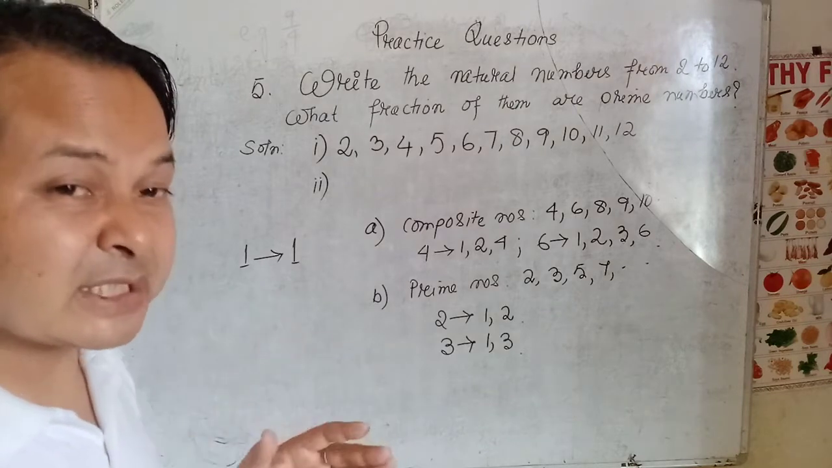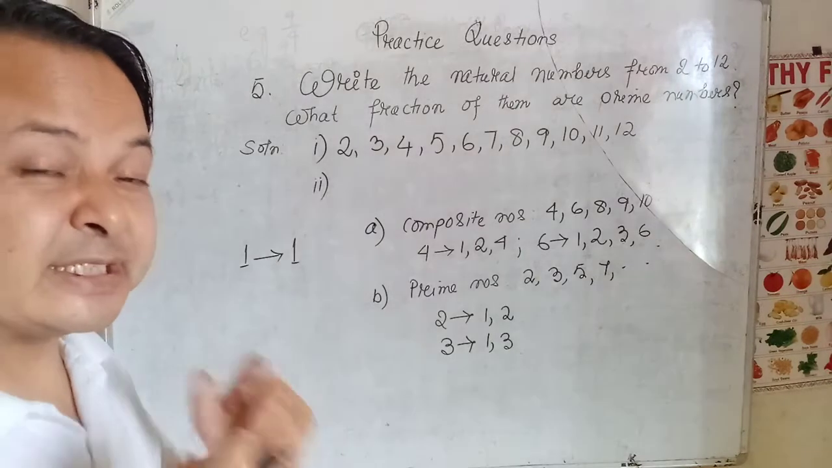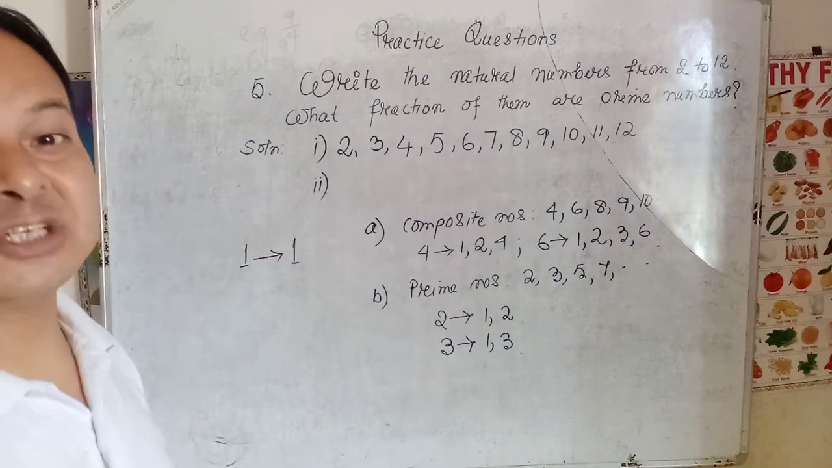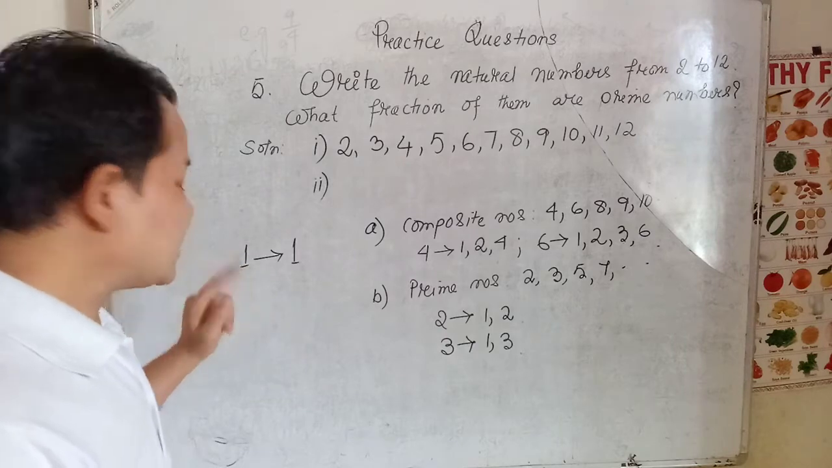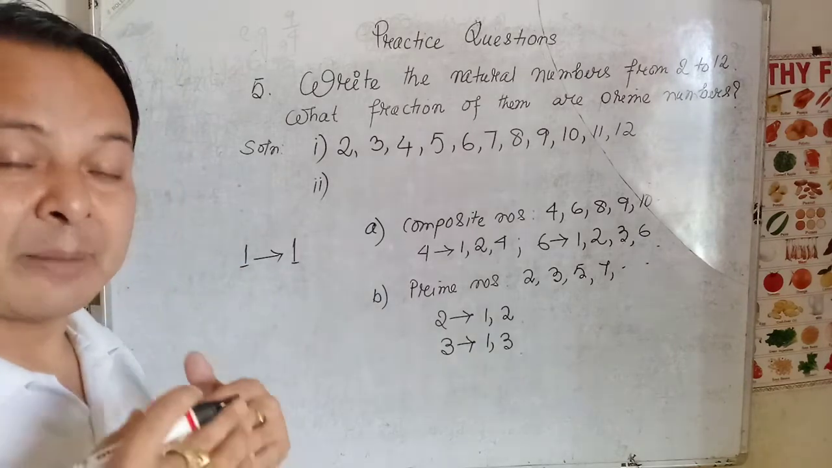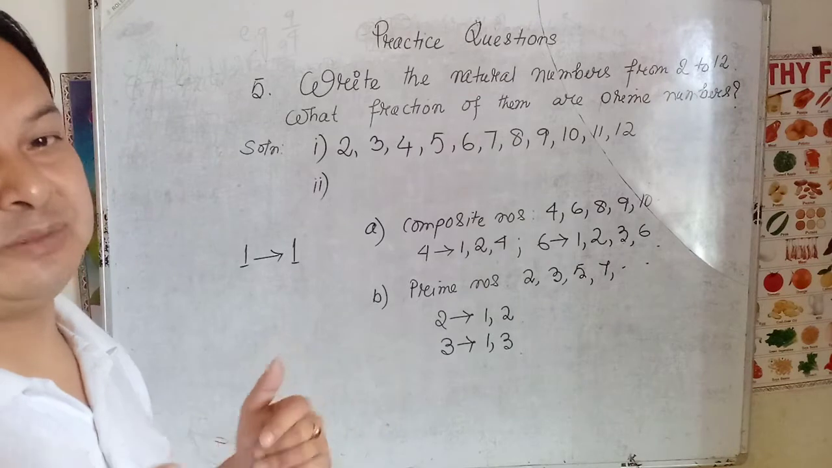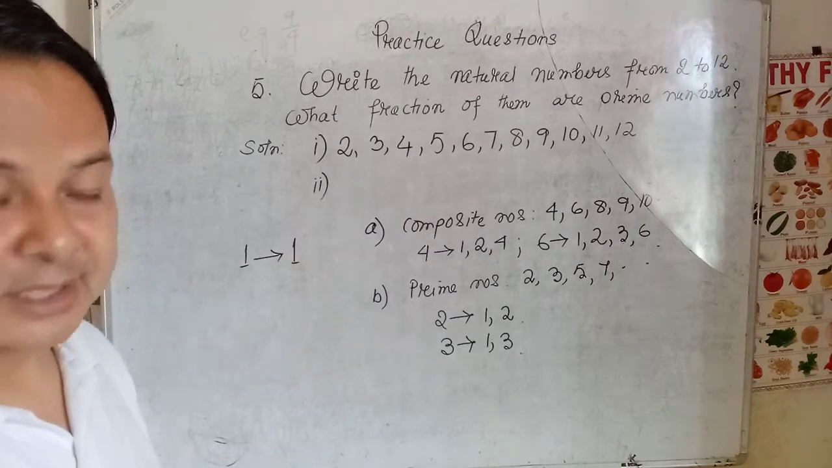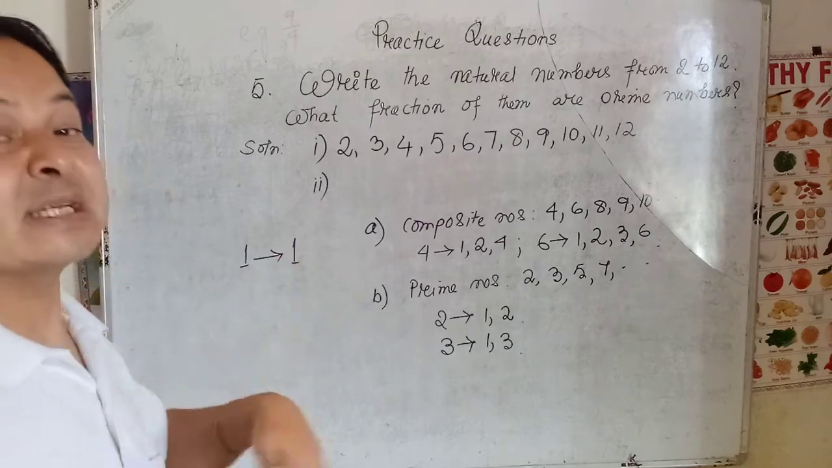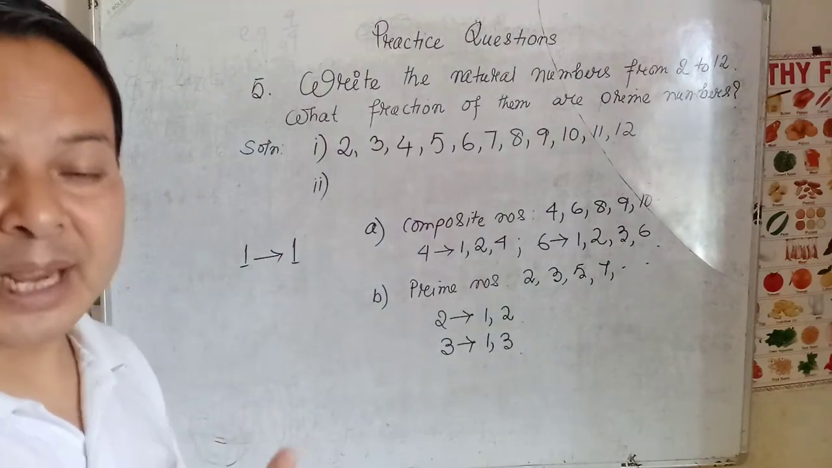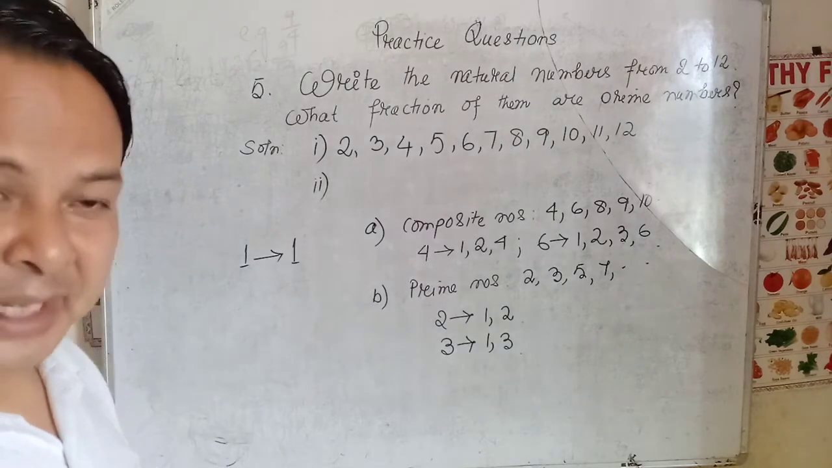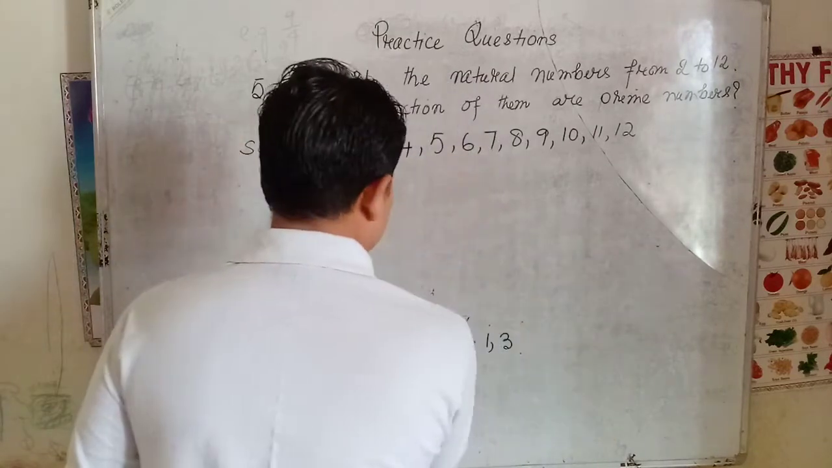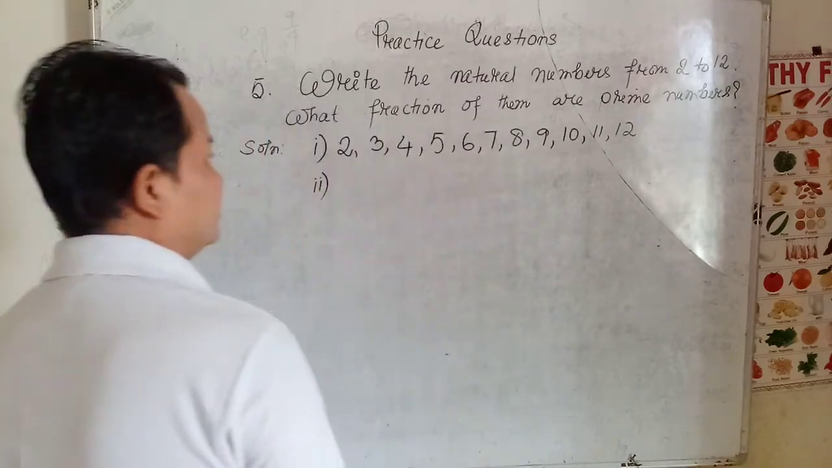This number 1 is a number which is not divisible by any other number except 1. That means 1 is a number which is neither a prime nor a composite number. Once again, this number 1 has only one factor. That's why this number 1 is neither a prime nor a composite number. Okay, don't forget.